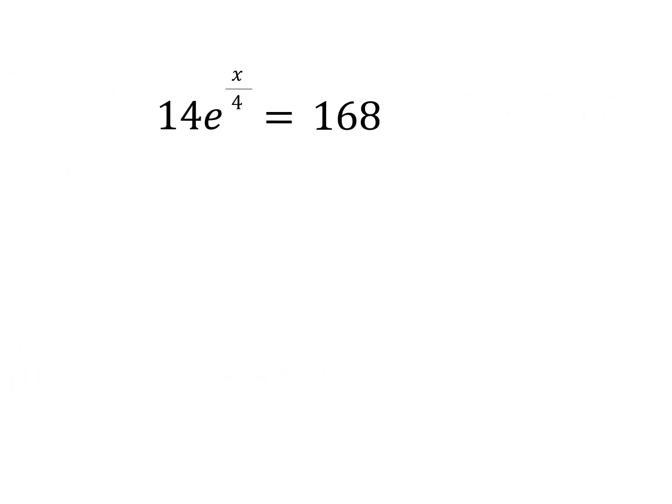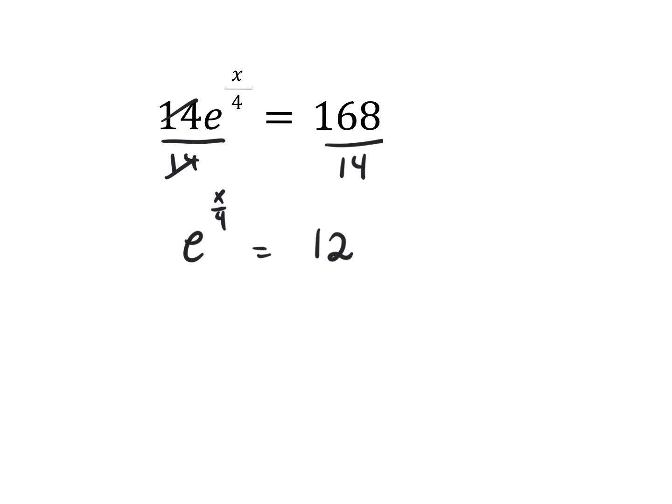Now this one is a little different. We got e to the x over 4 as our exponential base. We got a 14 and a 168. No problem, same old idea. First thing I would do is divide both sides by that 14, get rid of it. So we get e to the x over 4 equals 168 over 14, which is just 12. You can check that if you like.